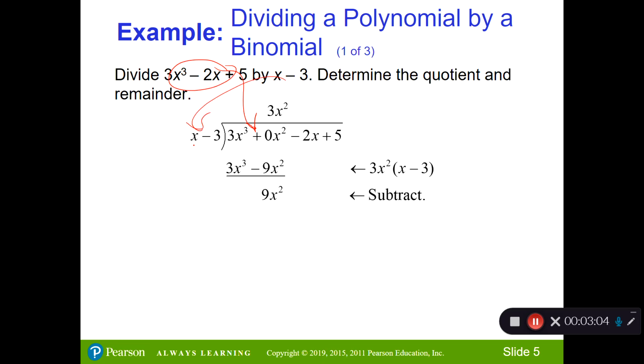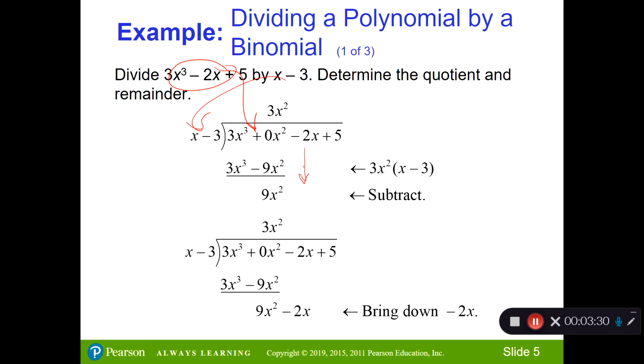Now the first thing I do is ask myself, what do I need to multiply x by to make it look like 3x cubed? And the answer is 3x squared. So 3x squared times x is 3x cubed. 3x squared times negative 3 is negative 9x squared. Now subtract these two. 3x cubed minus 3x cubed is 0. 0 minus negative 9x squared is a positive 9x squared. Now I'm going to bring down the negative 2x next.